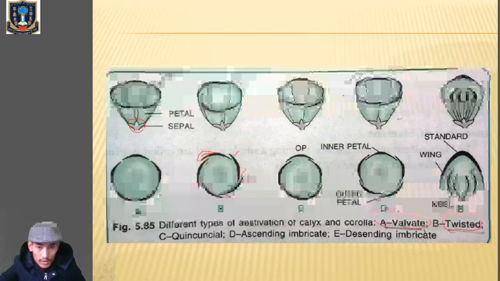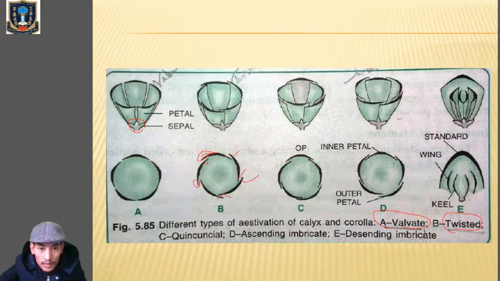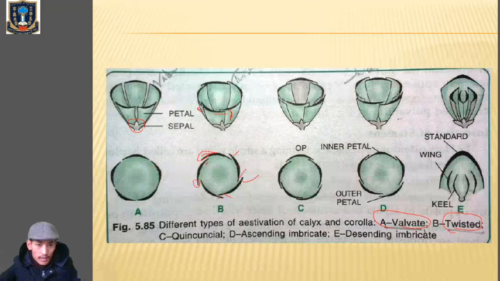estivations. So as we already discussed, in case of twisted estivations, the margin of one petal, suppose we are talking about this petal, so the margin of this petal is being covered by the margin of this petal. Again, the margin of this petal is being covered by the margin of the adjacent petal. So here we are observing the regular type of overlapping, where the margin of one petal is being covered by the margin of the adjacent petals.